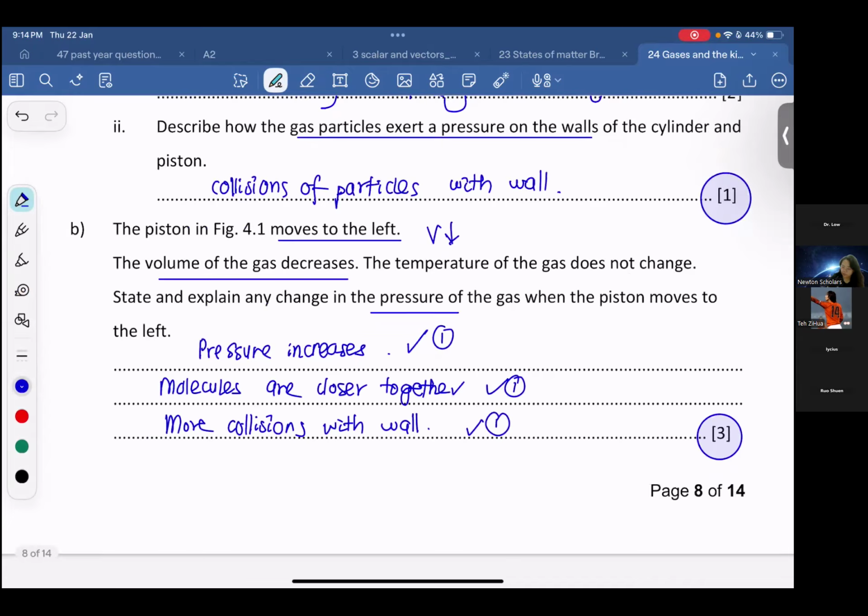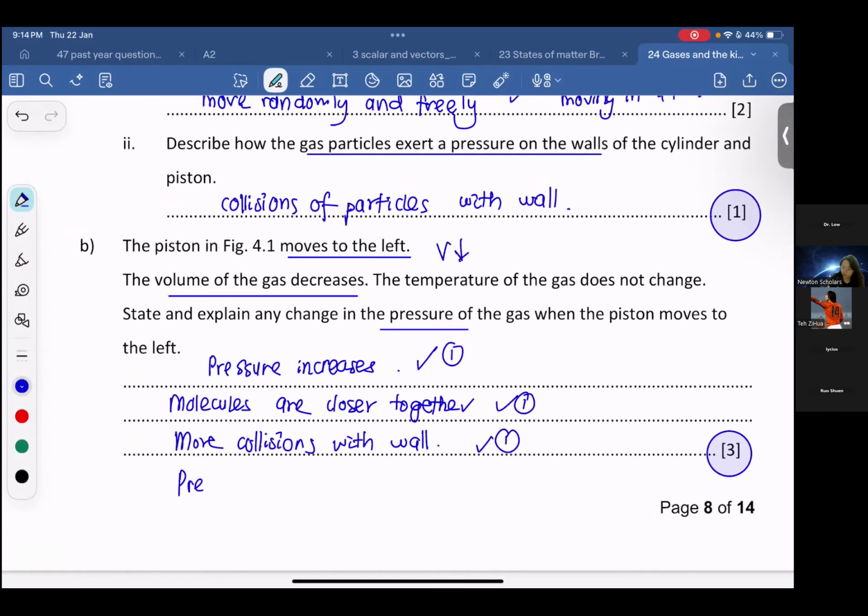And then always give the formula, pressure equals force divided by area. It's in the answer scheme. Okay. So you understand pressure increase. More collisions with the wall, colliding with the wall causes the pressure because there is a change of momentum. Then the rate of change of momentum produces the force. Okay, the force acting on the area, that is a pressure.